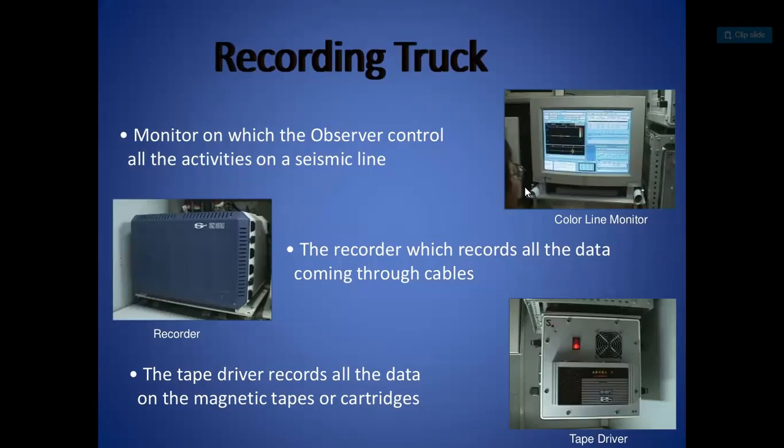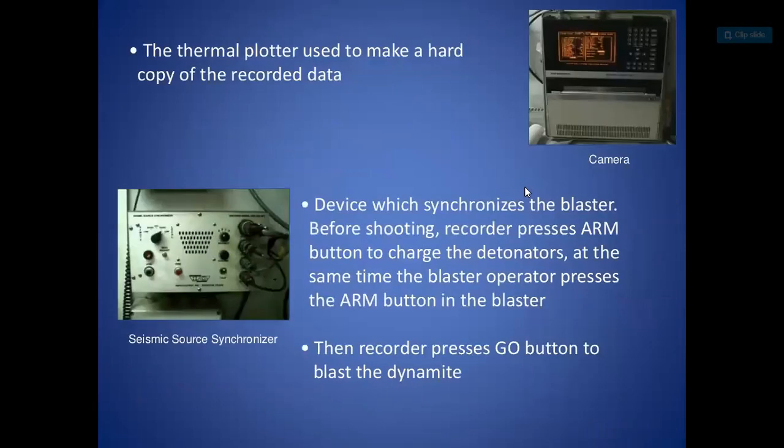The tape driver records all the data on magnetic tapes or cartridges. The thermal plotter is used to make a hard copy of the recorded data. Device which synchronizes the blaster before shooting: recorder.